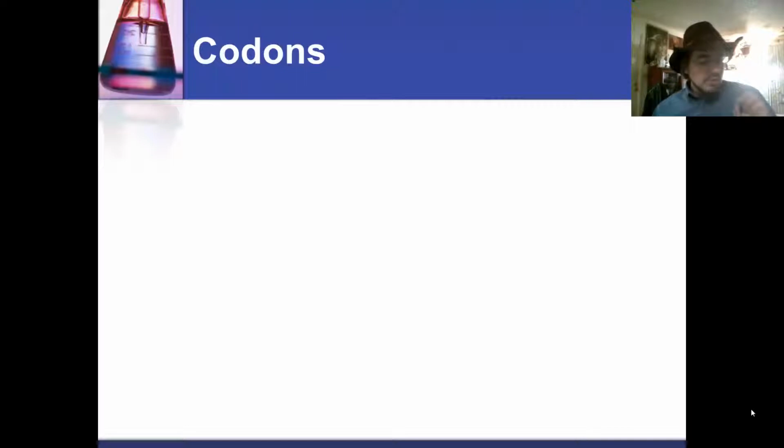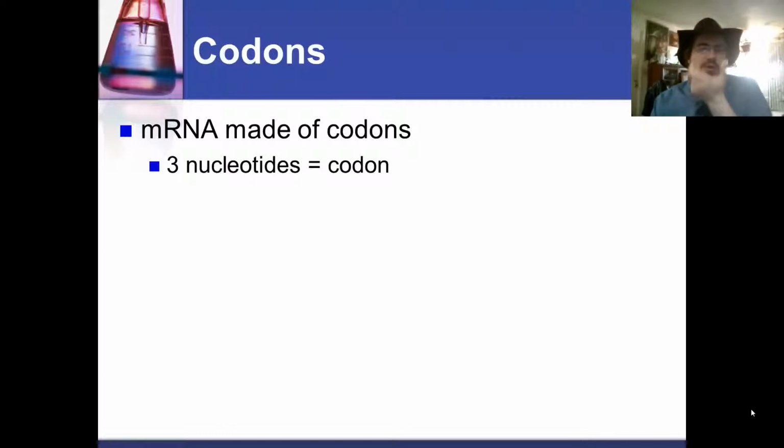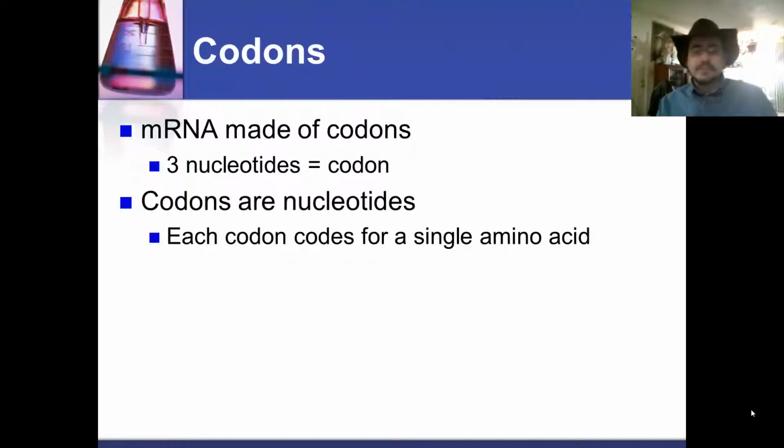Well, the way we know which amino acid to use in a specific part of the chain is through the fact that mRNA is made of codons. What does that mean? What is a codon, you ask? Well, it's very simple, actually. A codon is just a set of 3 nucleotides. 3 nucleotides is 1 codon. So codons are made of nucleotides, the A, U, G, and C. Each codon codes for a single amino acid.